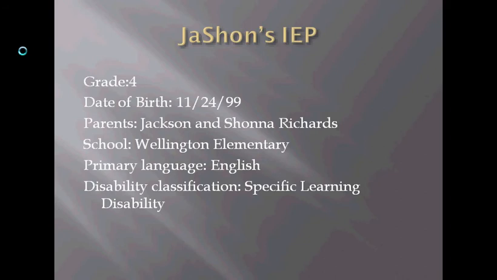So looking at Jayshawn's IEP, he is in the 4th grade. Date of birth is 11/24/99. He does live with both of his parents, Jackson and Shauna Richards. His school is Wilmington Elementary. His primary language is English, and his disability classification is specific learning disability.